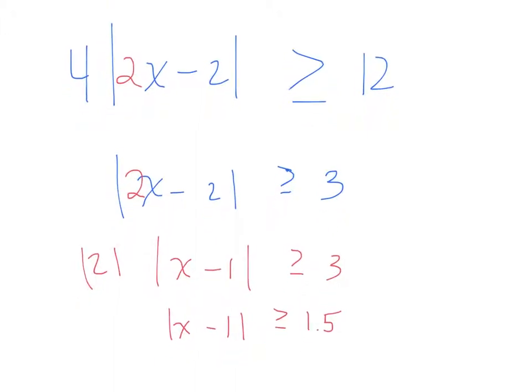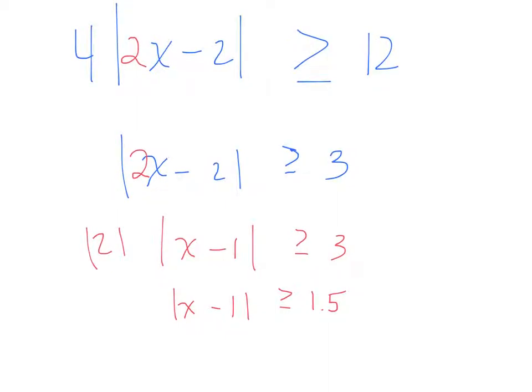And I'm using decimals only here. I usually leave things as fractions, to be honest. But because this is my deviation, I want to know what it physically means. 3 over 2 is not always obvious what it means. If I write it as a decimal, I know how far I'm going to move left and right on my graph. Okay? So that's what I'm left with. The absolute value of x minus 1 is greater than or equal to 1.5.